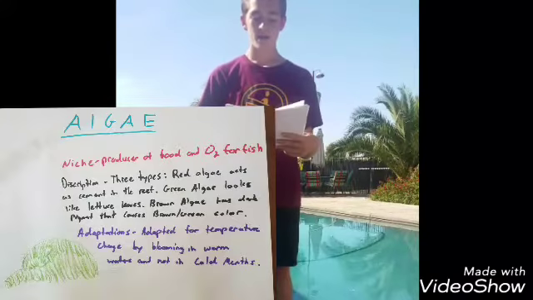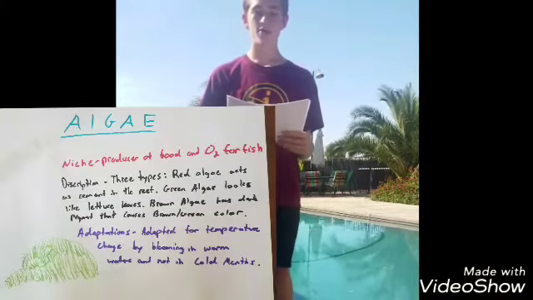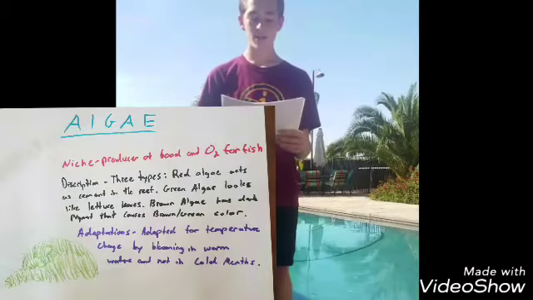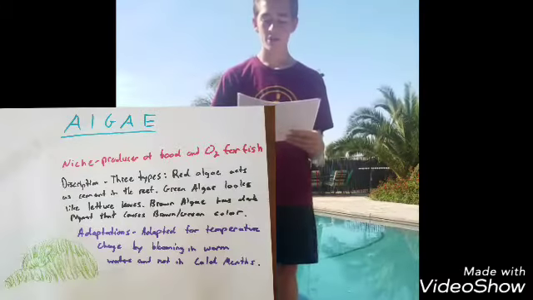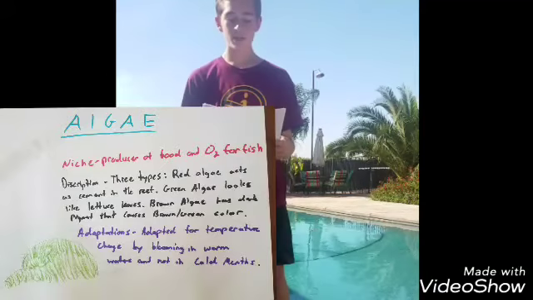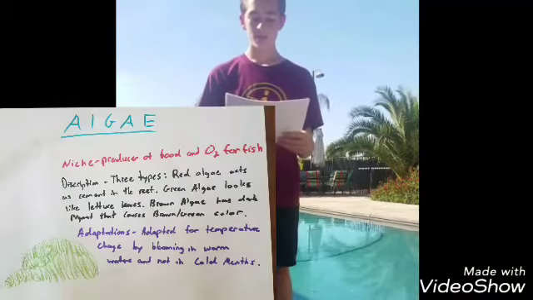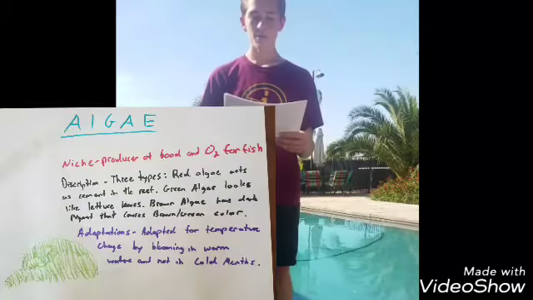Another common plant in coral reefs is algae. There's different types of algae, such as the hard red algae, green algae that looks like lettuce leaves, and brown algae that has a dark pigment that causes its greenish-brown color. Algae is a producer of both food and oxygen for fish. It is also adapted to temperature change by blooming when the waters are warmer, not colder.